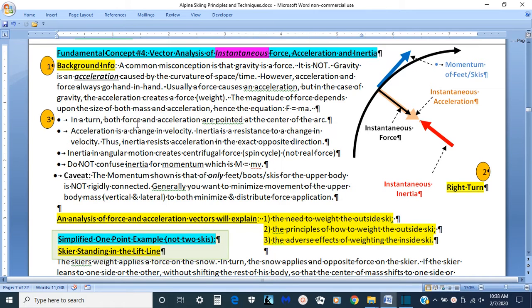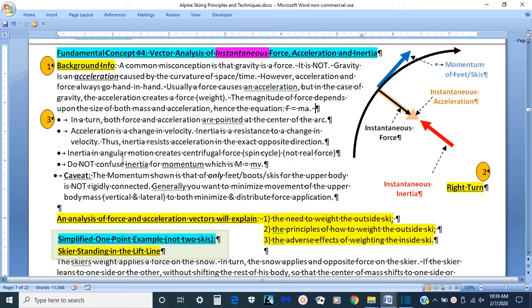So in a turn, both force and acceleration are pointed at the center of the arc. Acceleration is a change in velocity, right? Now, inertia is a resistance to a change in velocity. Thus, inertia resists acceleration in the exact opposite direction, right? I want to make sure that you understand that. Okay, that's kind of important to know.